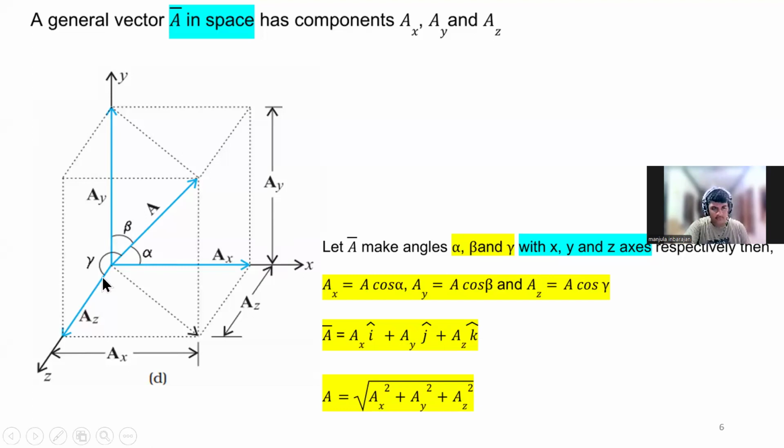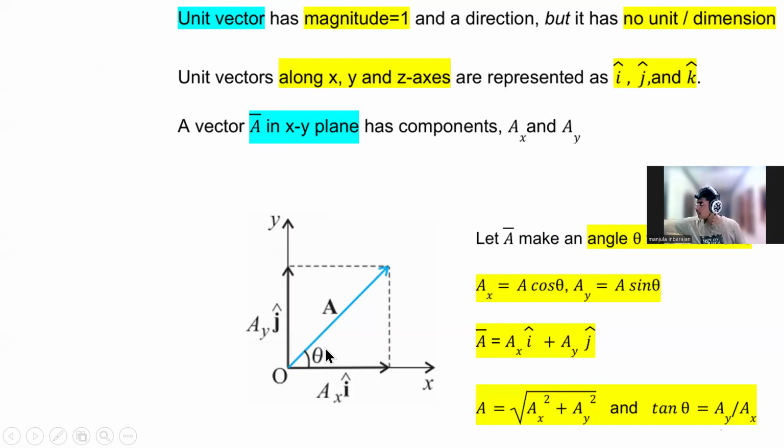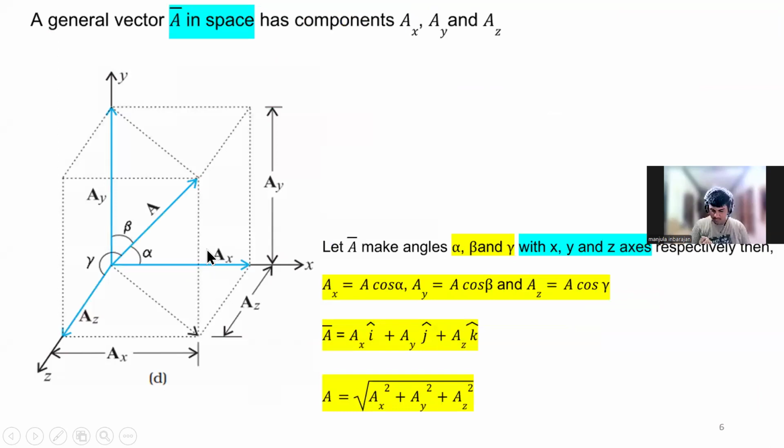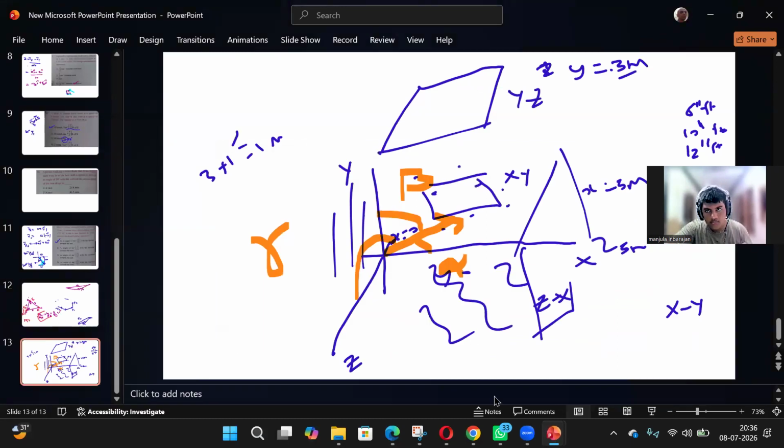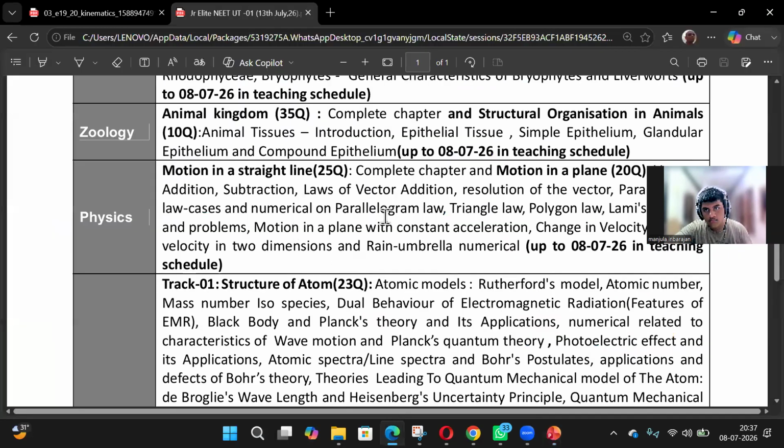Understand the difference. This angle is a space angle. This is a plane angle in the xy plane. So here sine will come in the y component, but here there is no sine. It's all cosines: cos alpha, cos beta, cos gamma are the components. This is important, you should not make a mistake. Resolution of vectors.